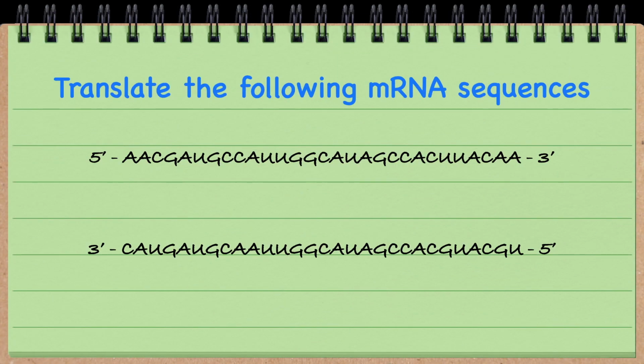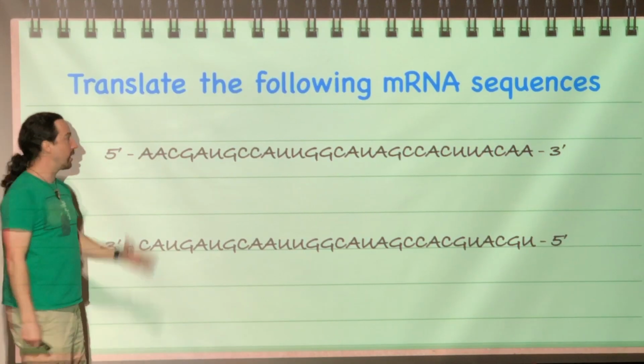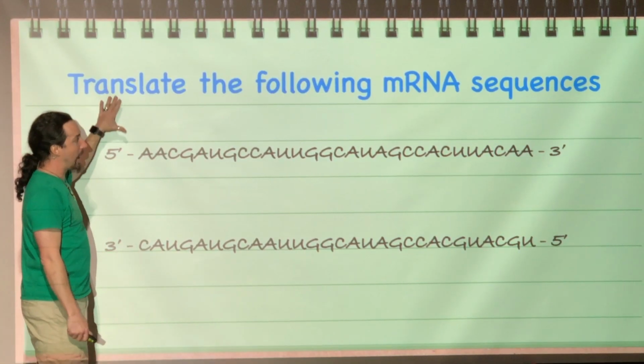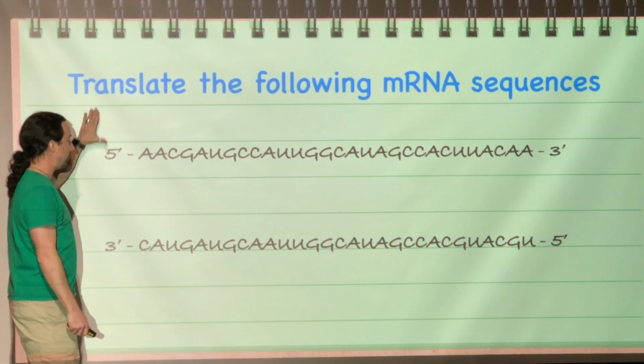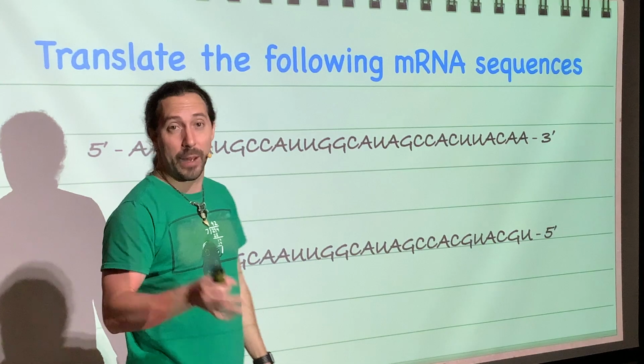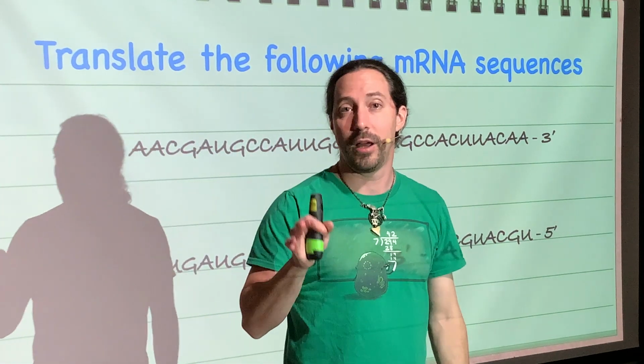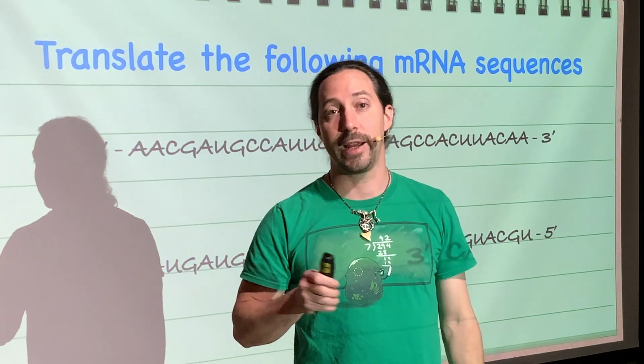So now, why don't you give this a shot? Using a codon chart, try to translate the following mRNA sequences. We have two, and just a hint, pay attention to the direction of each mRNA strand.